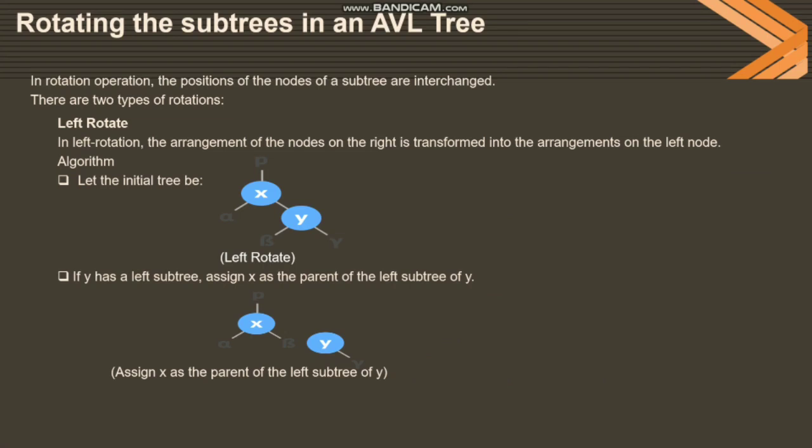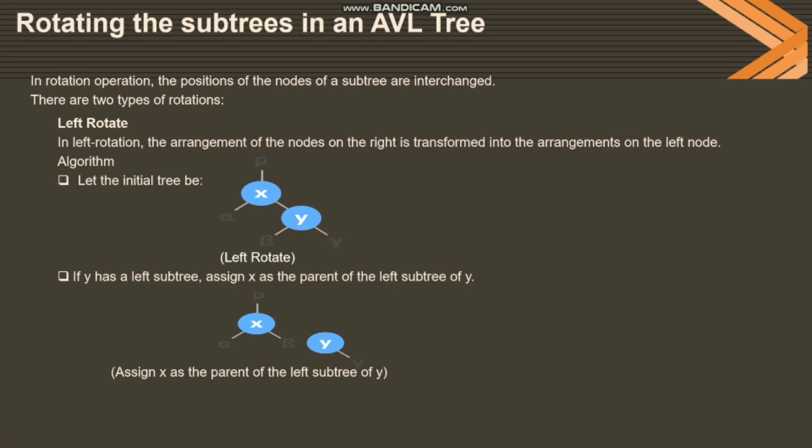Rotating the subtrees in an AVL tree. In a rotation operation, the positions of the nodes of a subtree are interchanged. There are two types of rotation. Left rotation: in left rotation, the arrangement of the nodes on the right is transferred into the arrangement of the left node. Algorithm: let the initial tree be.